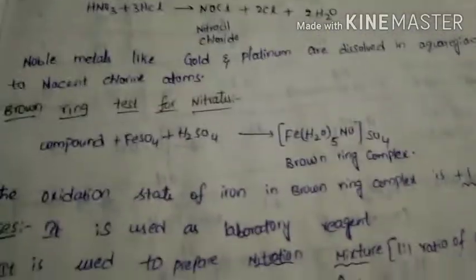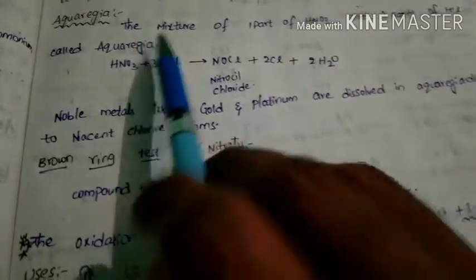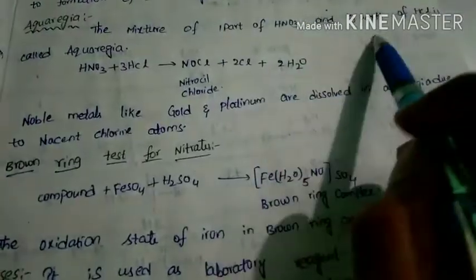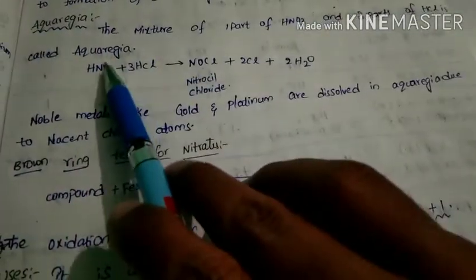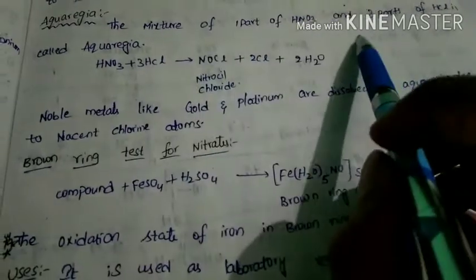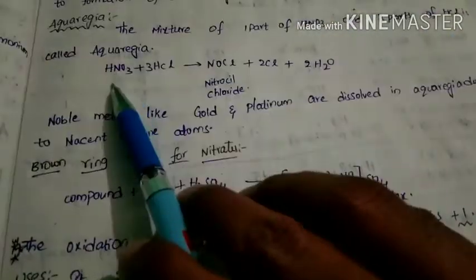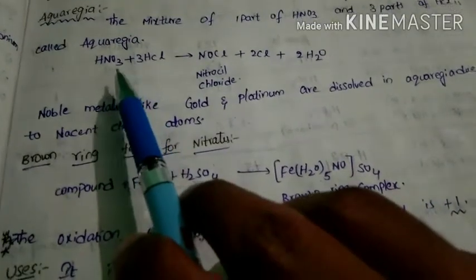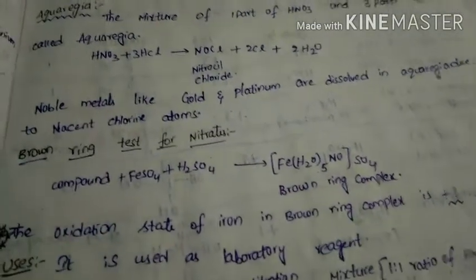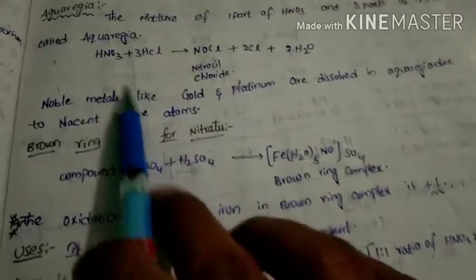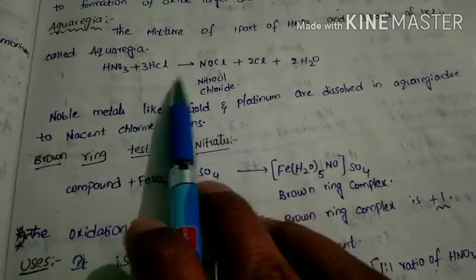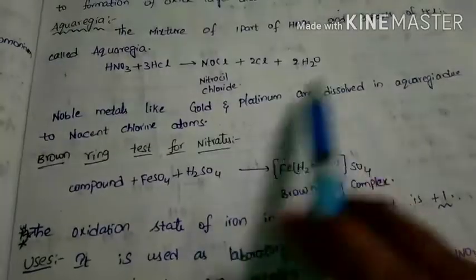Here one important question is there for 1 mark, that is aqua regia. The mixture of 1 part of HNO3 and 3 parts of HCl is called aqua regia. The reaction regarding this one is HNO3 plus 3 HCl gives rise to NOCl plus 2Cl plus 2H2O.